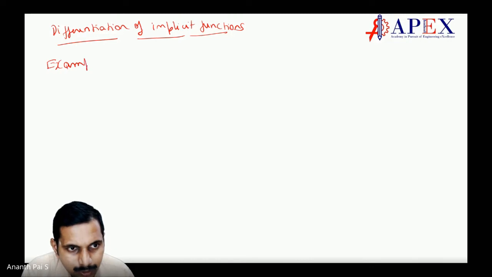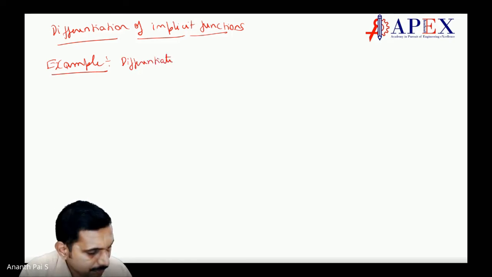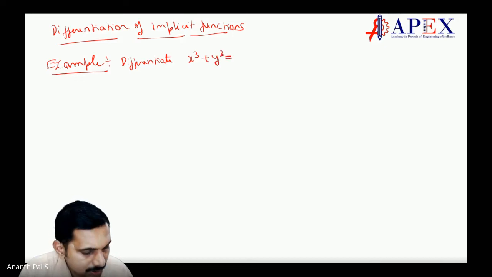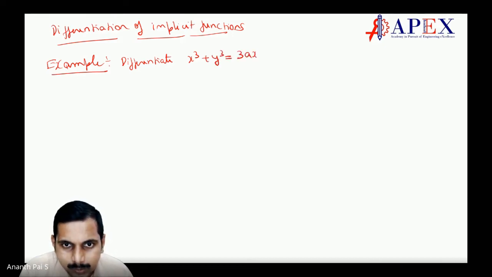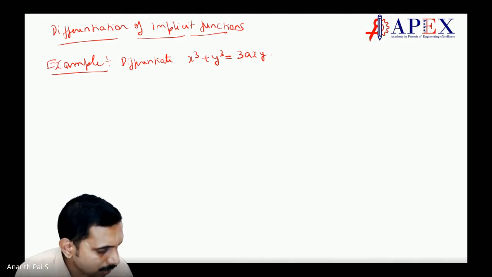I'll write slowly because otherwise I'll make mistakes. Example. Differentiate x cube plus y cube is equal to 3axy. Can you do that, students? It's a simple one, it's implicit. So how to do this?